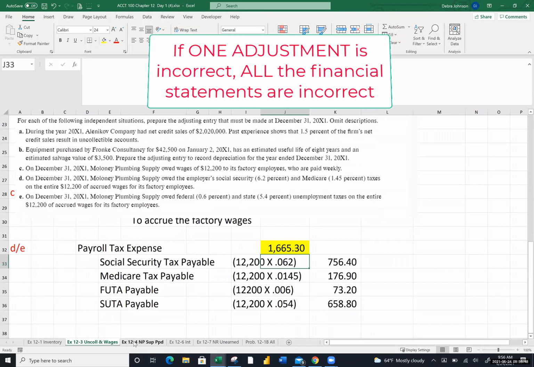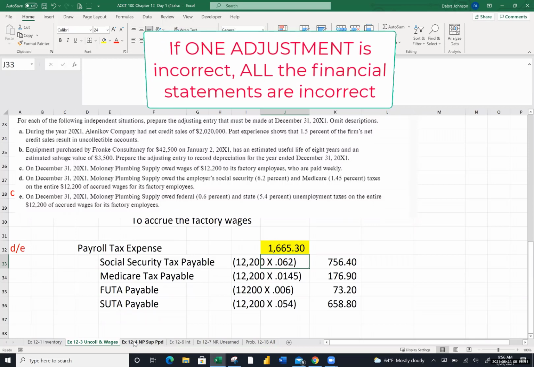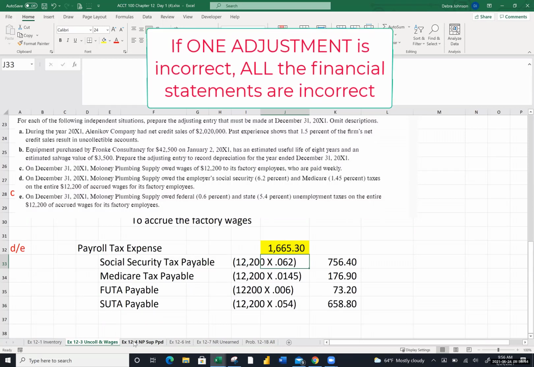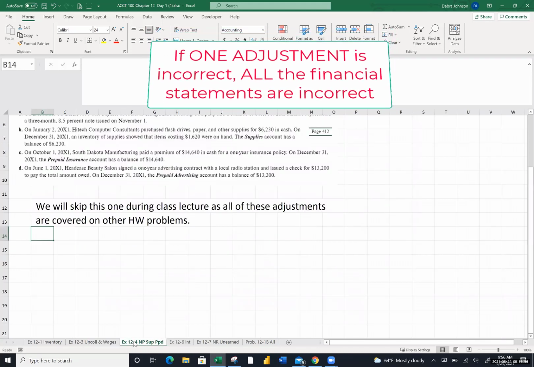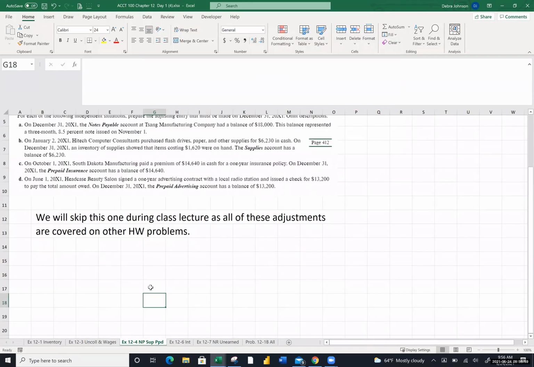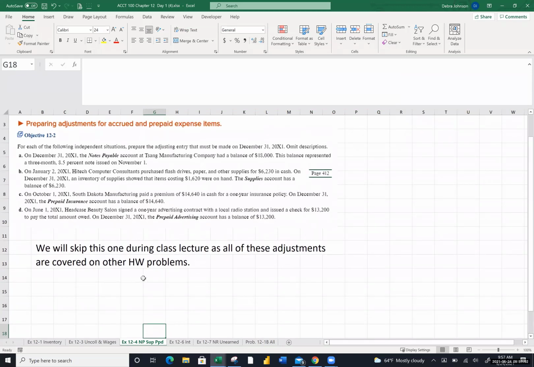So not hearing any questions, either from you guys, just unmute yourselves, or via the chat room. Let's go take a look at not the next one. We're going to skip this one. So I put in here, we're going to skip this one during the class lecture, as all of these adjustments are covered on other problems, right? If I go look at this, we're going to do an interest calculation in just a minute. The supplies we're good at by now. The prepaids we're good at by now. And here's another prepaid. That's why I'm choosing to skip this one.